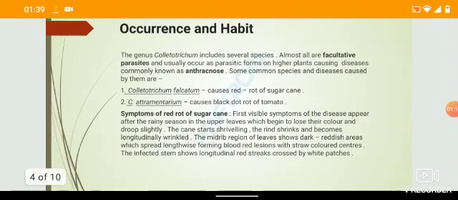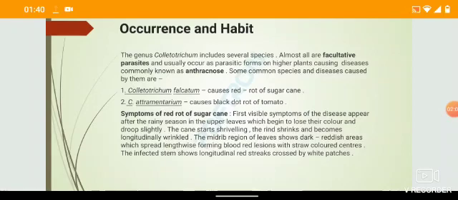As far as the occurrence and habit is concerned, this genus Colletotrichum includes several species, and most of them are facultative parasites. That means they take their nourishment from the living host, and they are mainly parasitic on higher plants, causing many diseases, commonly known as anthracnose. Now I'll tell you about some species of Colletotrichum which cause diseases in vegetables and fruits.